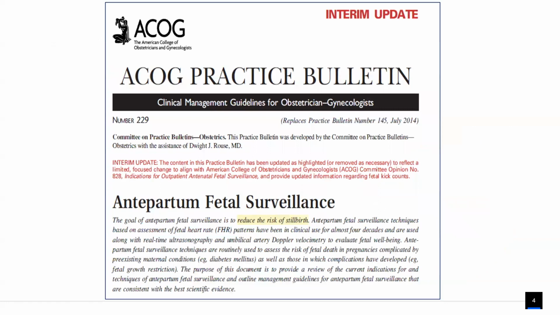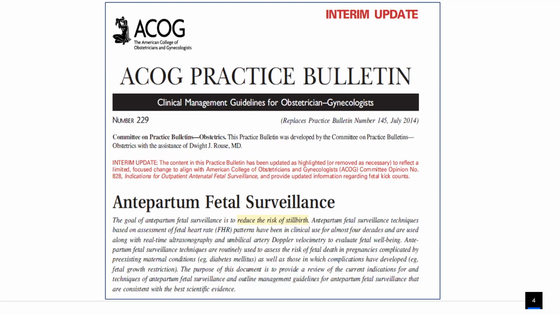So we're all familiar with this document, the ACOG Practice Bulletin, which was updated relatively recently in terms of what the indications for fetal surveillance are. Now we know that the primary reason for fetal surveillance is to reduce the risk of stillbirth. And unfortunately, every pregnancy is at risk for stillbirth to some extent. That being said, to monitor every single fetus multiple times is expensive. It's not practical, at least with current technology and resources.